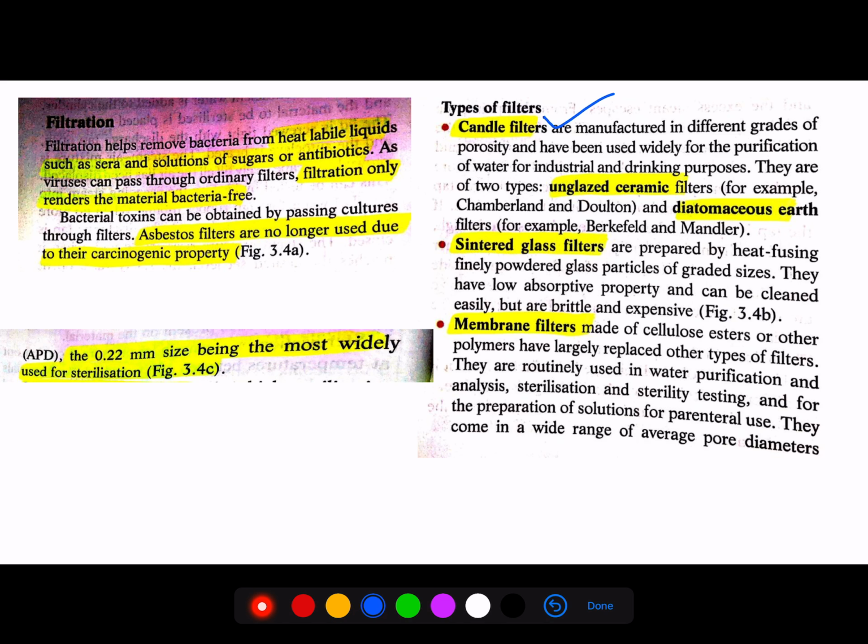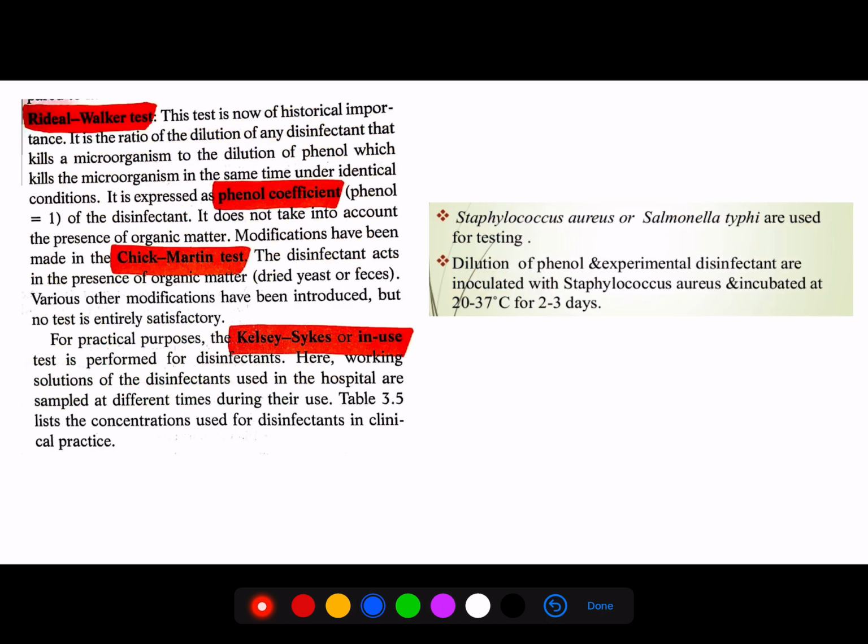What are candle filters? What are sintered glass filters? What are membrane filters? And what is the size according to APD? The most effective size for sterilization for these filters is 0.22 millimeters. So please do make a note about these filters, which are very, very important.